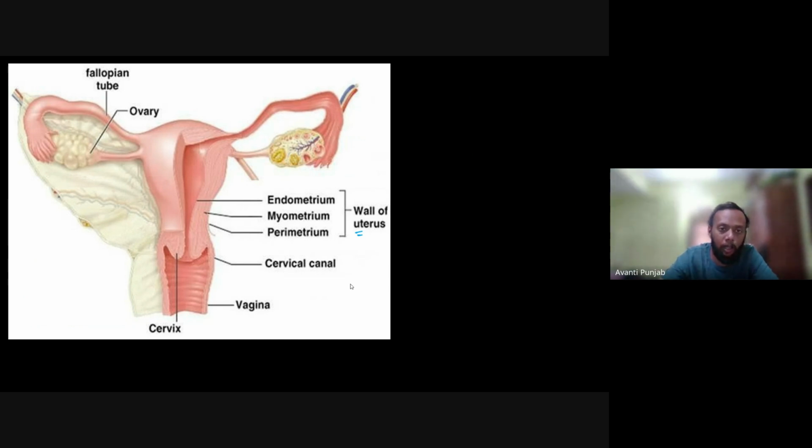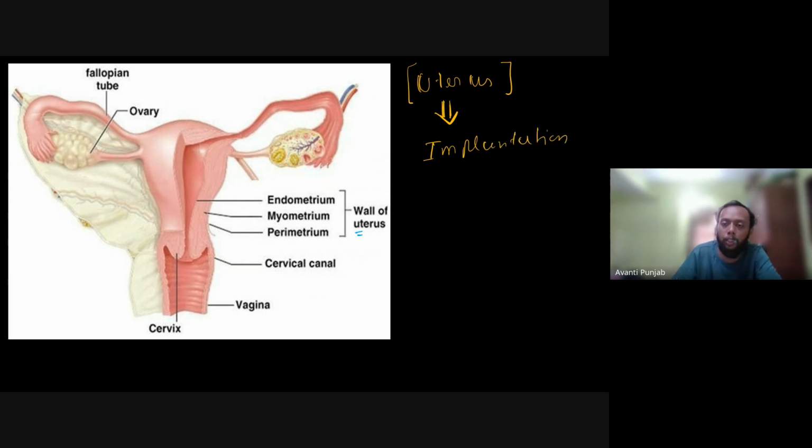When we discuss the female reproductive tract, we have just talked about the ovary, and now let's talk about the uterus. Here you can see they have divided the uterus into three parts. First of all, the uterus is the site where implantation takes place. For now, just remember that the uterus is the location where implantation of zygote happens.